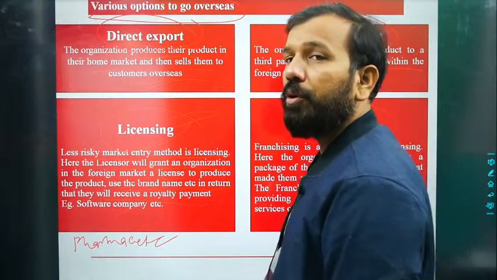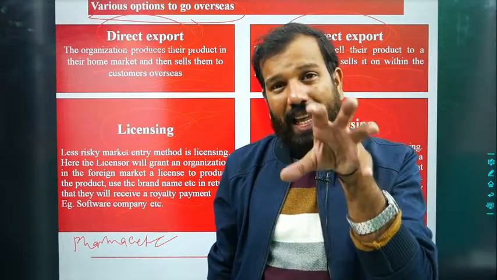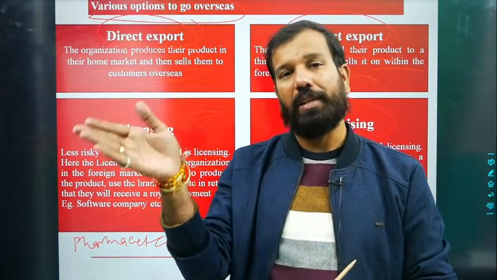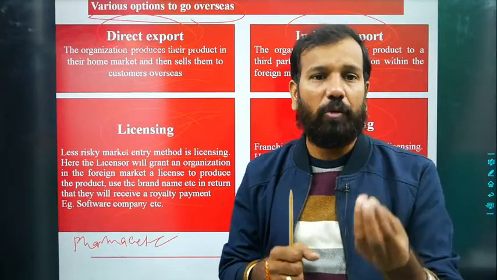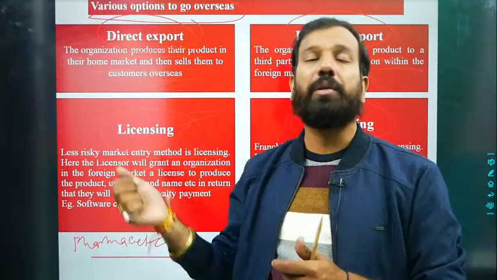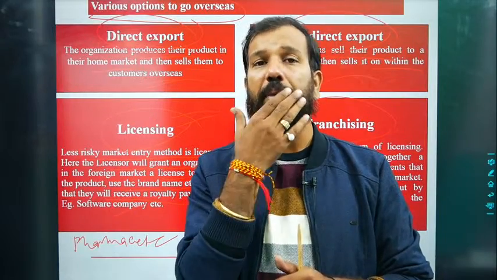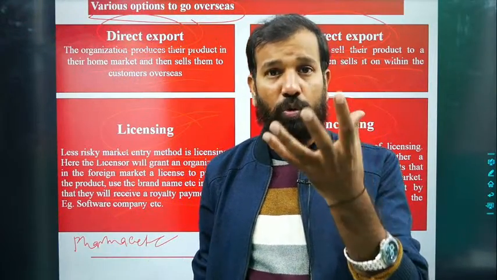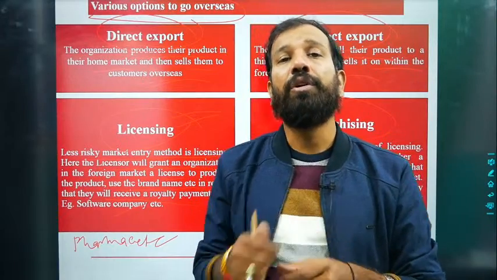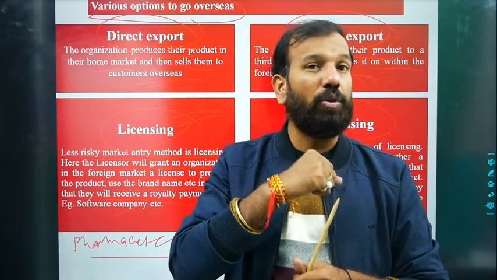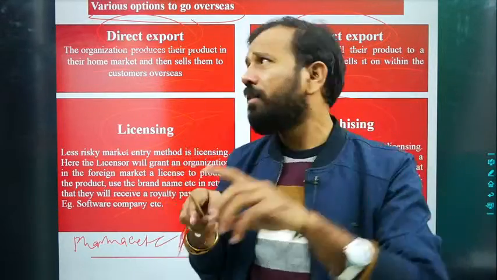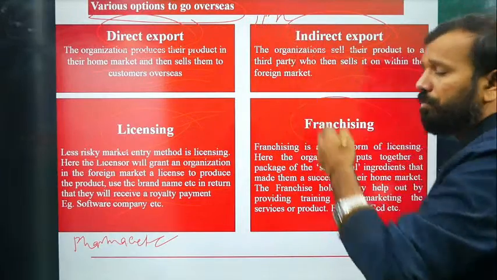In licensing, what do we have to do? Suppose you want to enter a foreign market. Then you can take a license from a different company and start the business. In the pharmaceutical industry, or in software and technological companies, very few persons have certain patents on their technology, and you want to use that technology. Then we have to take a license from those companies who have the patent, the intellectual property rights, because they have certain rights.